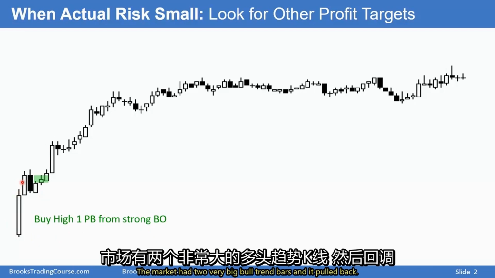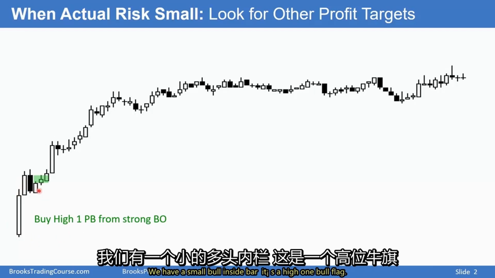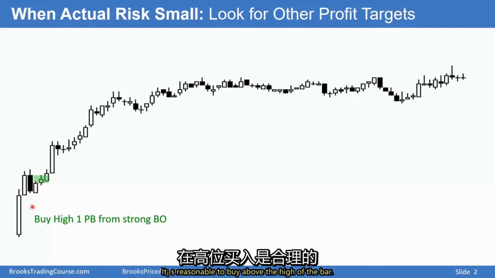The market had two very big bull trend bars, and it pulled back. We have a small bull inside bar. It's a high one bull flag. It's reasonable to buy above the high of the bar.